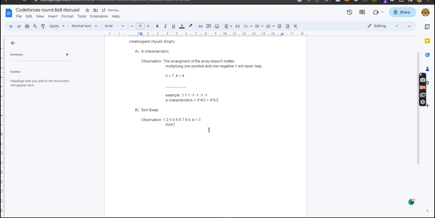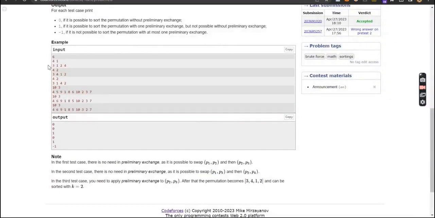For mod equals 0, the set is 1, 4 and 7. Mod equals 1, sorry. So it turns out you can only swap these positions, and if we take mod equals 2, you can only swap 2, 5 and 8, and it goes on.